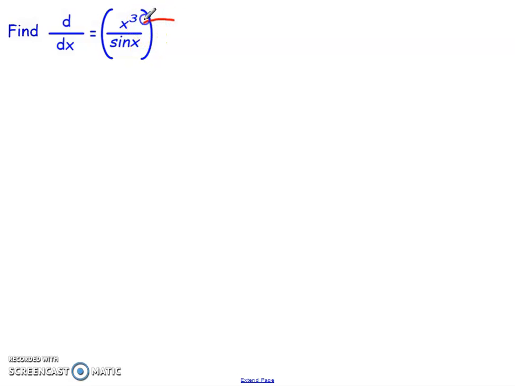So I'm going to always label the top, the x cubed, as the f, and I'm going to label the bottom, the sine x, as the g. I'm then going to calculate f dashed and g dashed from that. So my derivative f dashed is 3x squared, and my derivative g dashed is given by cos x.